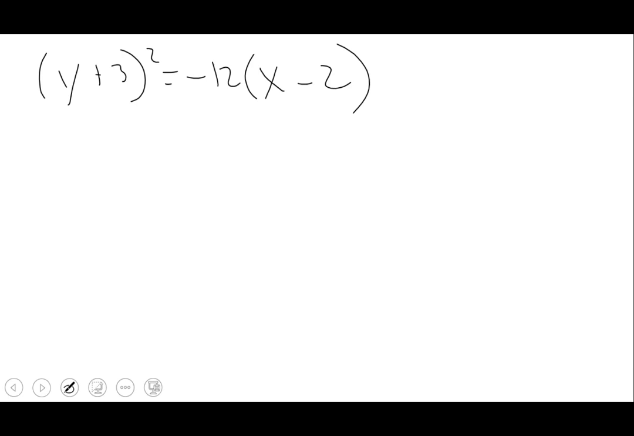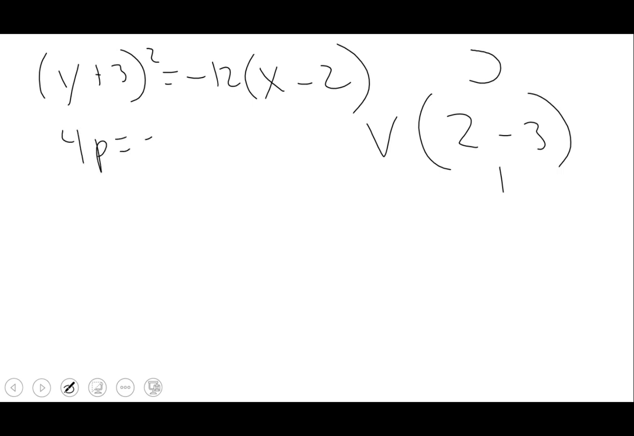First order of business, the y is squared. In front of the other side is a negative. That's how I know that this is going to be a parabola that faces left. The vertex is always first the x, which gives you the h, and then the y, which gives you the k. That's going to be positive 2, negative 3. 4p is equal to negative 12, which means that p is equal to negative 3.